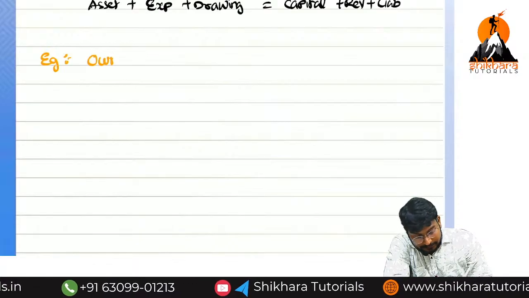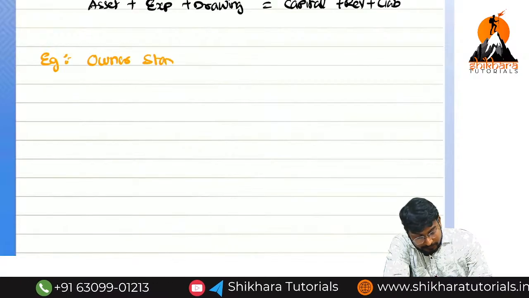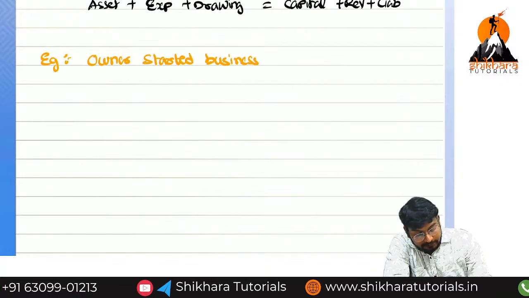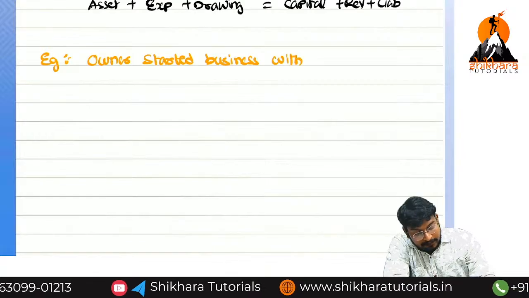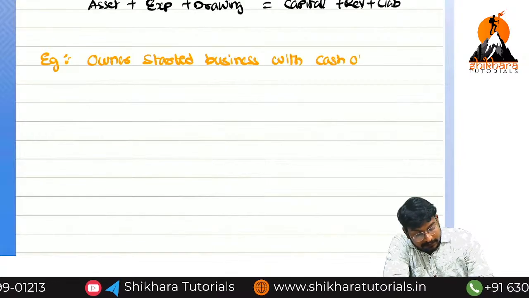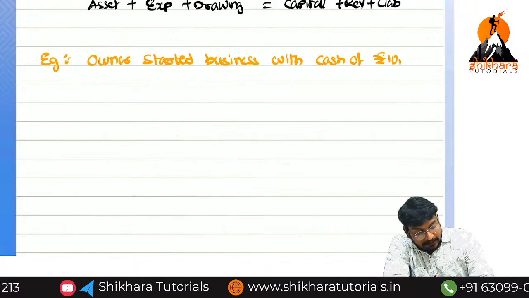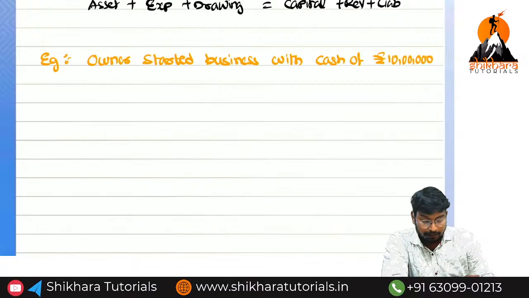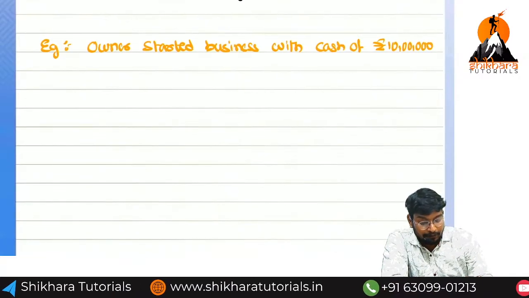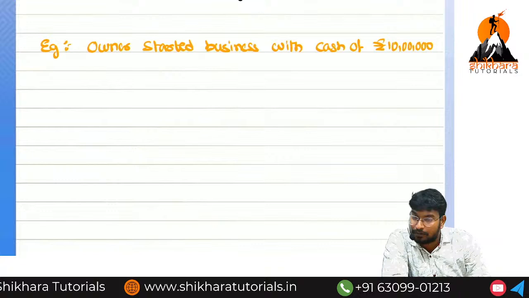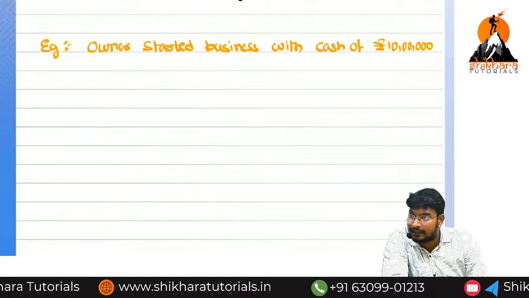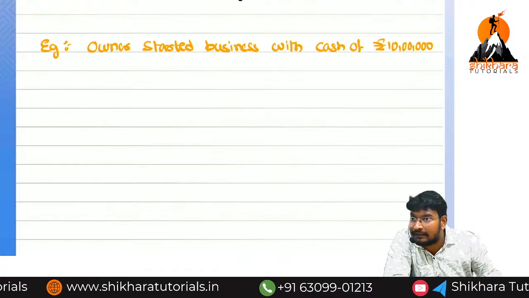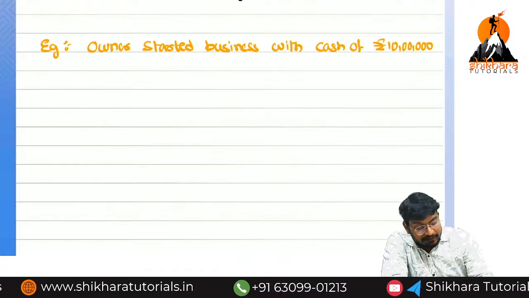Owner started business with cash of rupees 10 lakhs. With cash of rupees how much, ma? 10 lakhs. Now here we are getting 2 outcomes. How many outcomes? 2 outcomes. Capital and cash. Okay, capital is increasing, cash is also increasing. What is the accounting equation, ma?